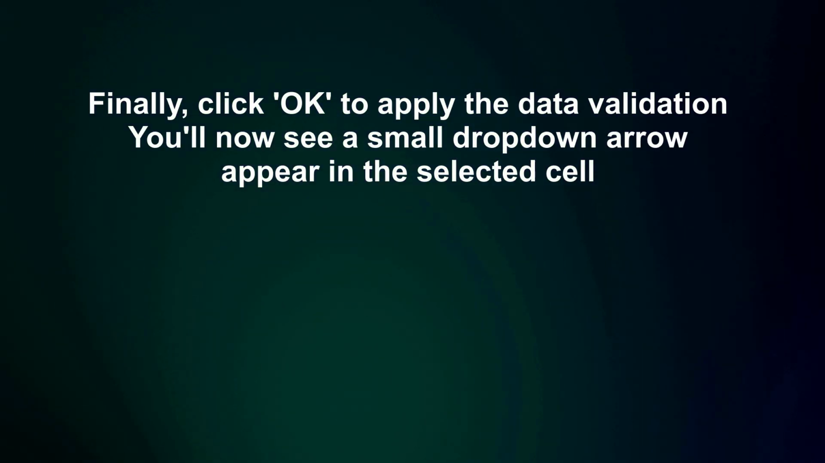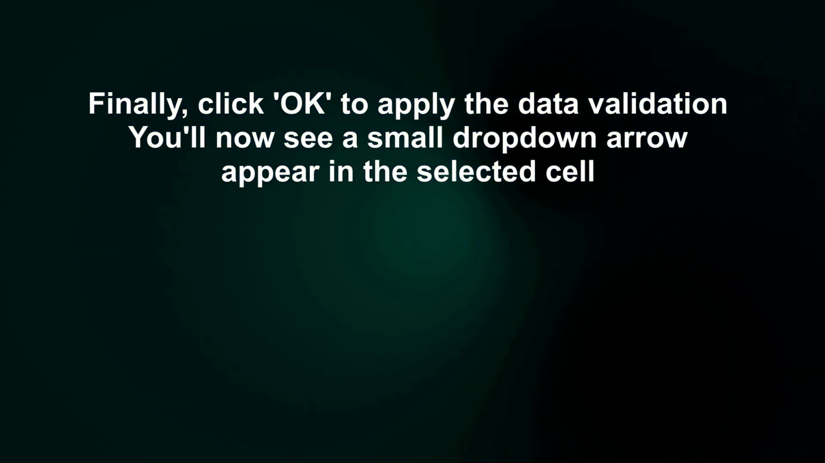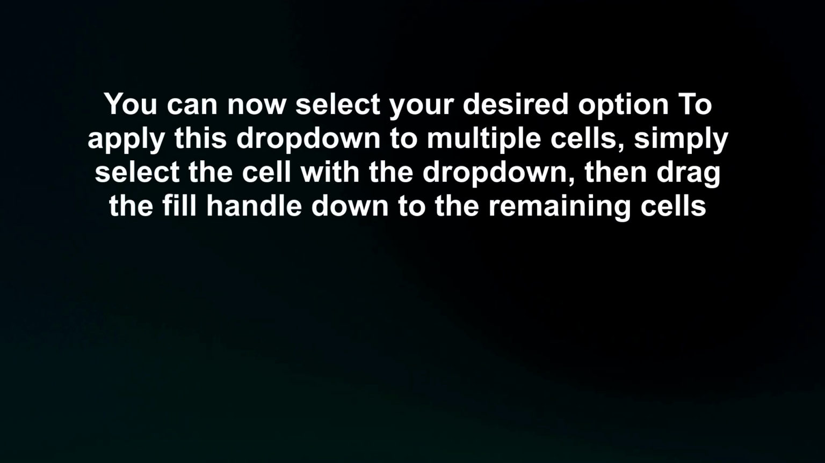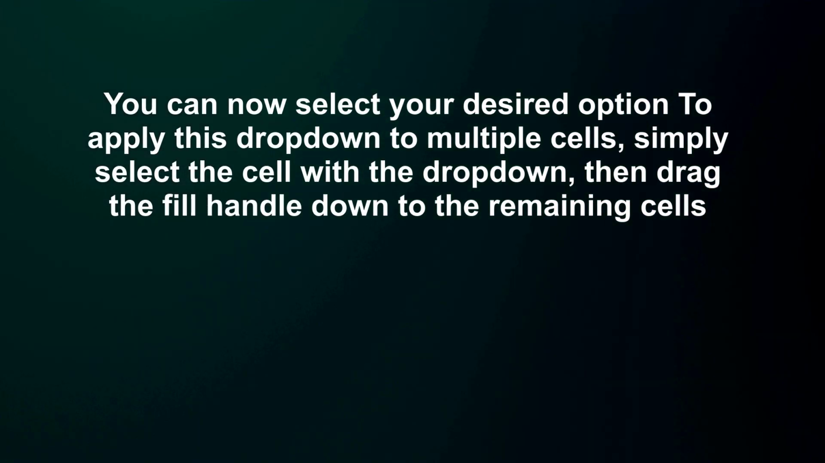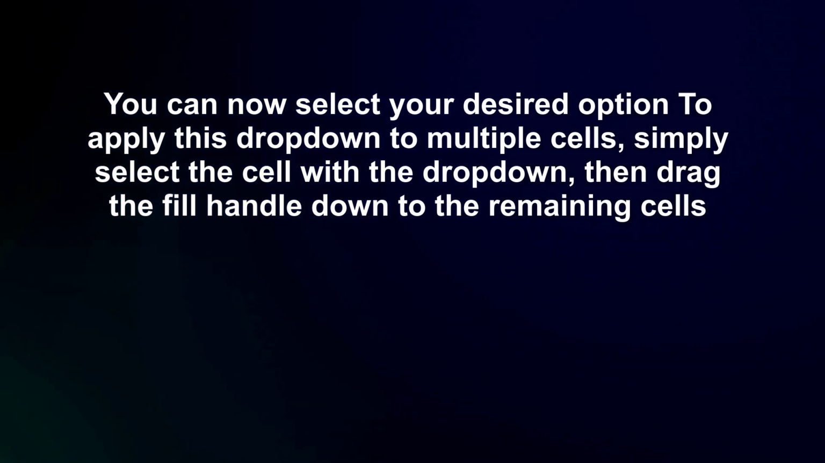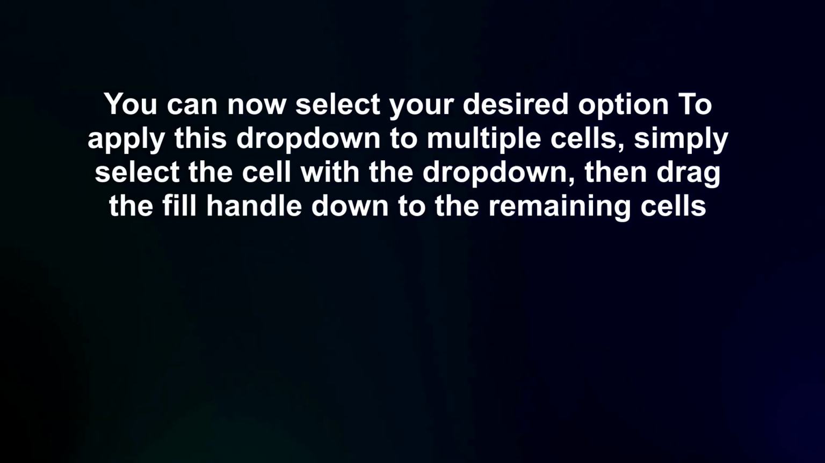You'll now see a small drop-down arrow appear in the selected cell. Clicking on that arrow will reveal your predefined list of options. You can now select your desired option. To apply this drop-down to multiple cells, simply select the cell with the drop-down, then drag the fill handle down to the remaining cells.